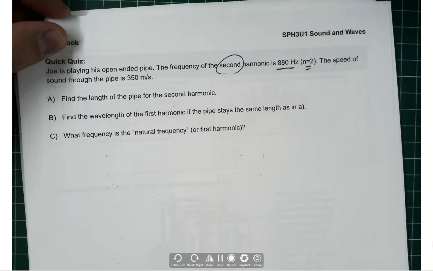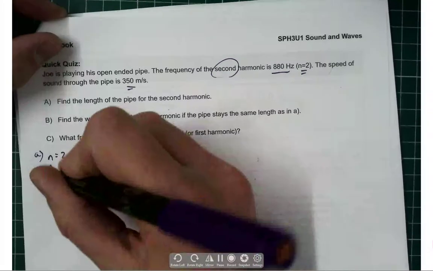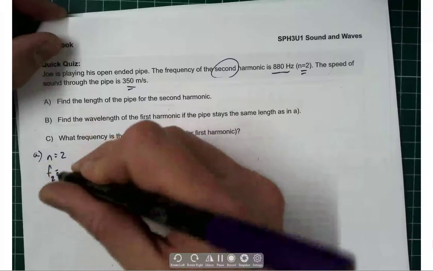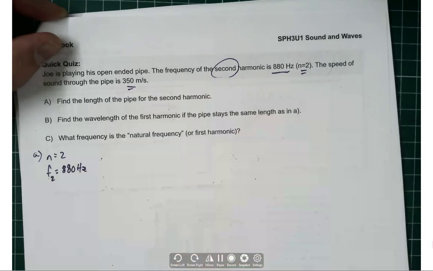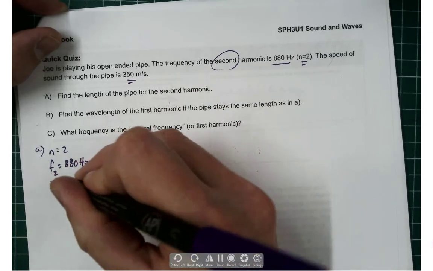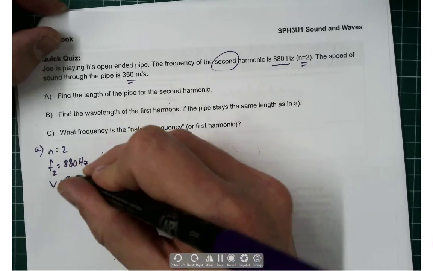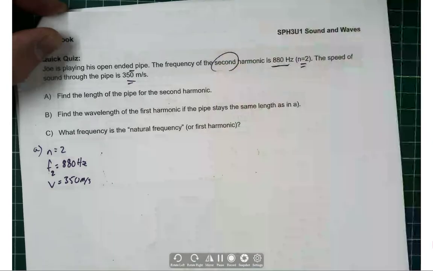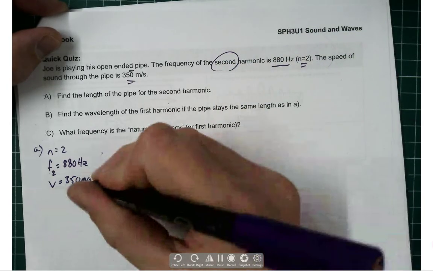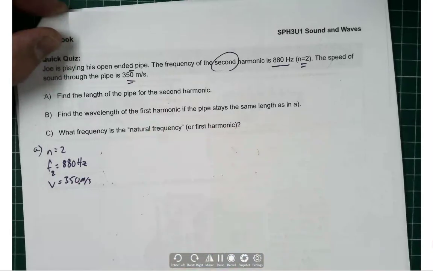I'm going to write down my givens. N equals 2. The frequency, I'll write F sub 2, is equal to 880 hertz. And the speed of sound inside of his pipe is 350 meters per second. Now, just for argument's sake, let's let this 350 be a 3 significant figure value. We'll put a line over that 0, okay? Some people like to put a dot after the 0 to show that it's a significant 0. But anyway, 350 meters per second for the speed.